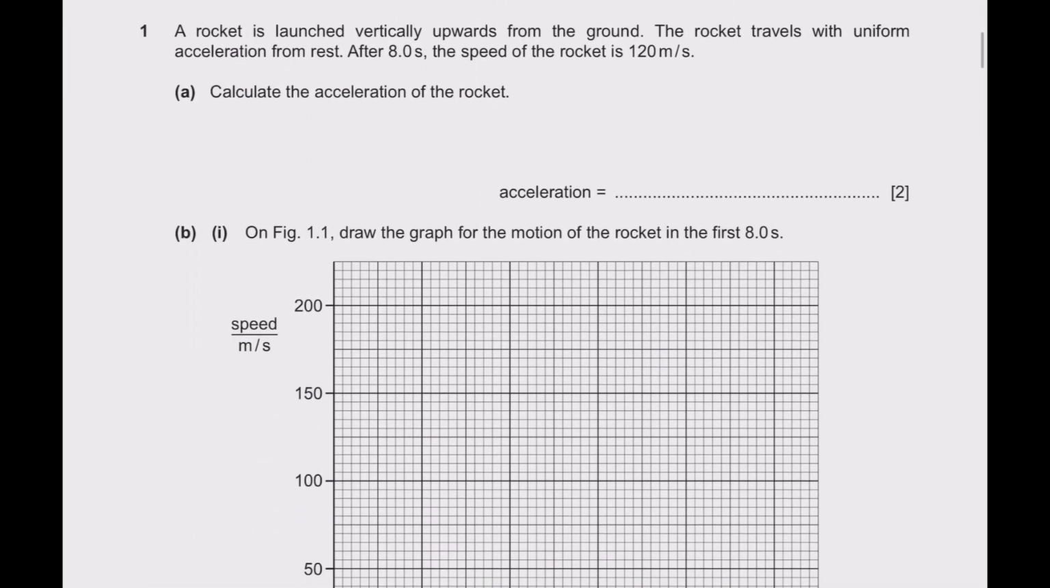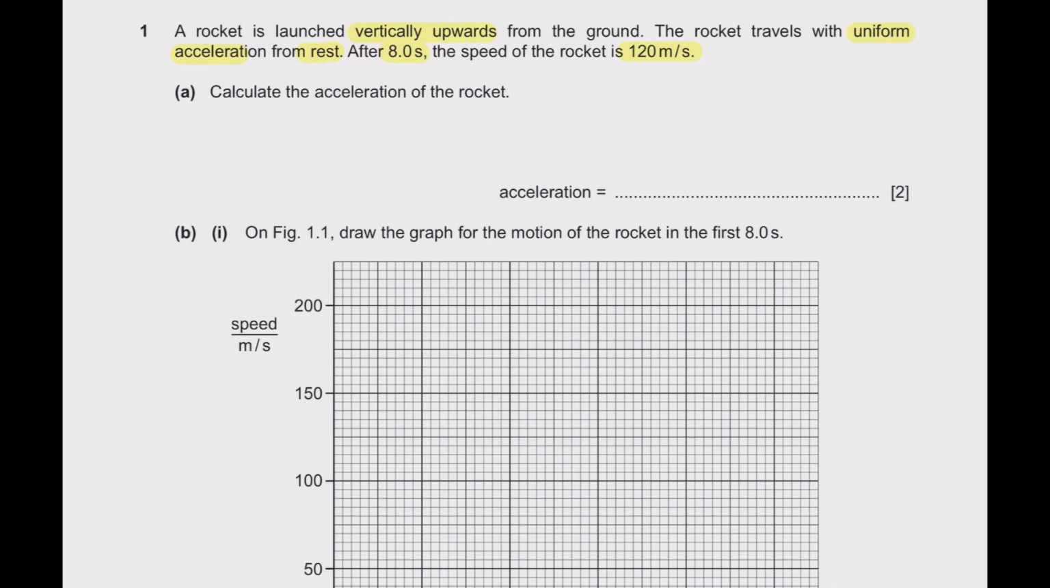The very first question. A rocket is launched vertically upward from the ground. The rocket travels with uniform acceleration from rest. After 8 seconds, the speed of the rocket is 120 meter per second. So in the question it is saying it is moving vertically upward, that is under the gravitational field, and the rocket travels with uniform acceleration from rest. After 8 seconds, the speed of the rocket is 120 meter per second.